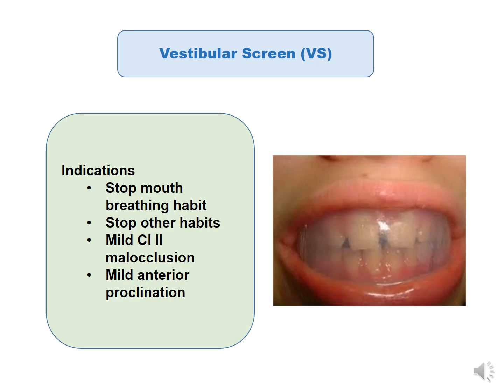Now the indications of the vestibular screen are to stop mouth breathing habits, and it is also able to stop other habits, and it can be used in mild class 2 malocclusion as well as where there is a mild anterior proclination of the anterior teeth.